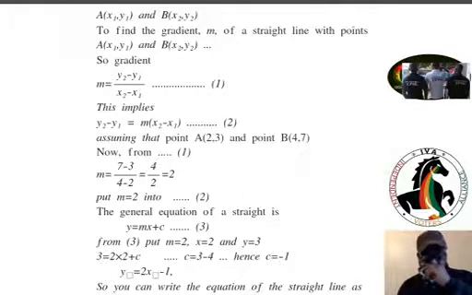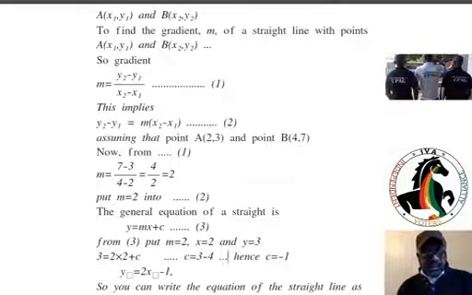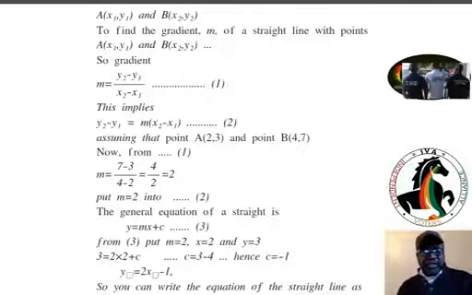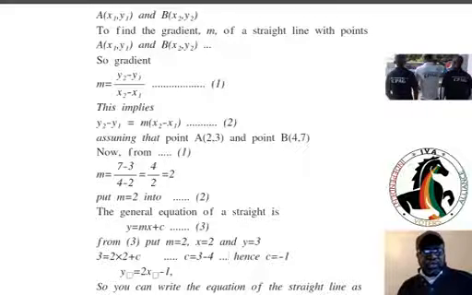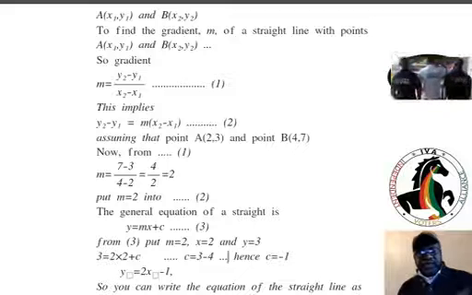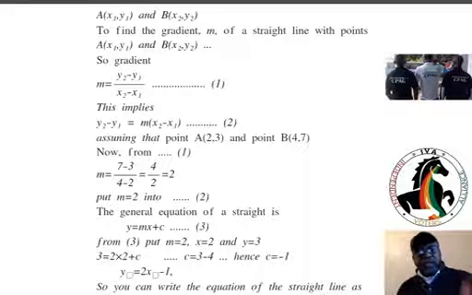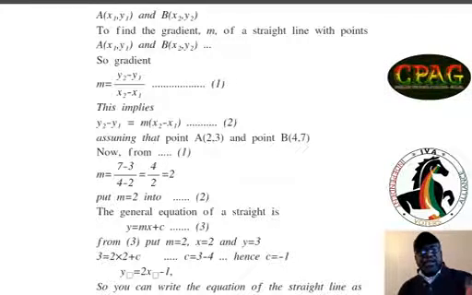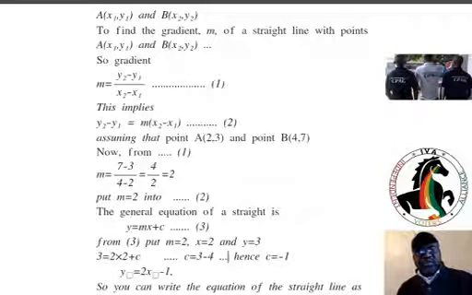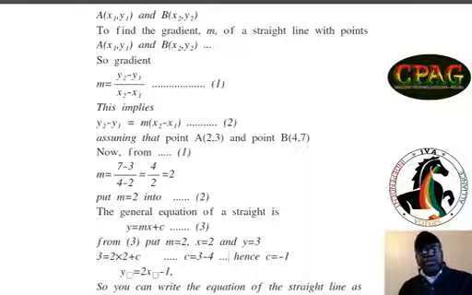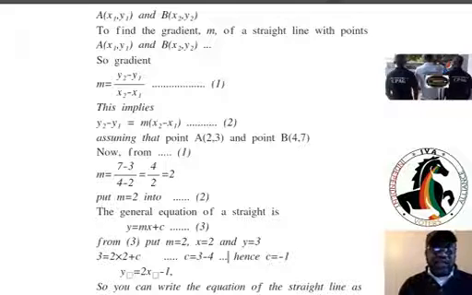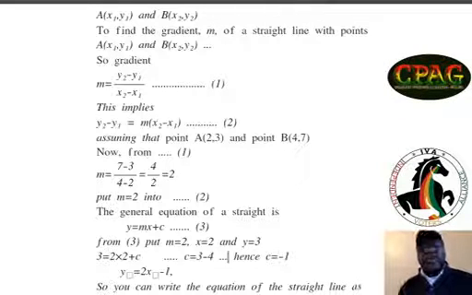So the general equation of a straight line is y is equal to mx plus c. That is the standard. So from equation number 3, you put m, the value of m you've already calculated. And then you know one point on the straight line is A (2, 3). You put the value of x is 2 and y is 3 into it because you want to find the value of c. When you know the value of y, the value of x, and the value of m, you can find the value of c.